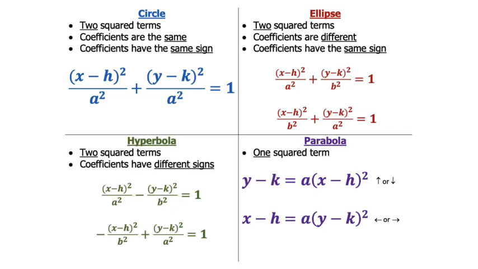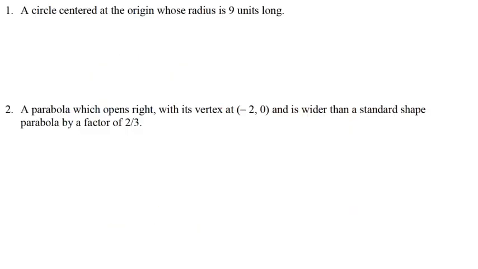All right, so the first example today looks like this. We have a circle centered at the origin whose radius is 9 units long. So standard equation for a circle centered at the origin is going to look like this. X squared over a squared plus y squared over a squared. Again, remember that if we have a circle, the denominators are always going to be the same.